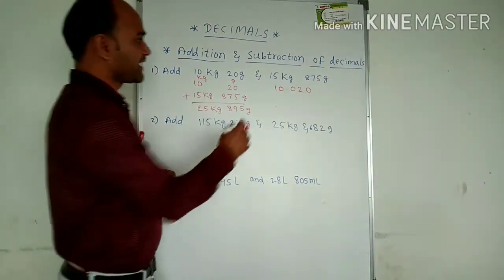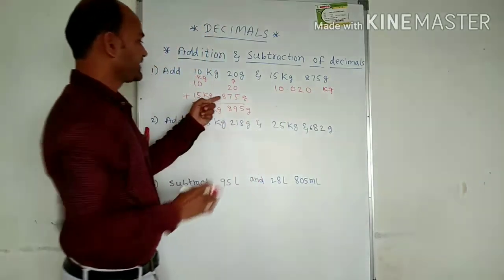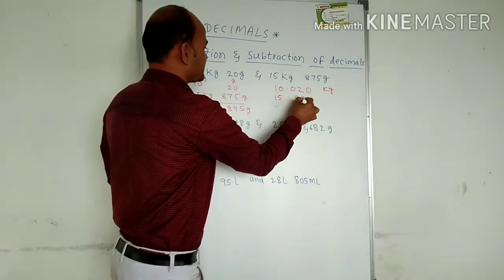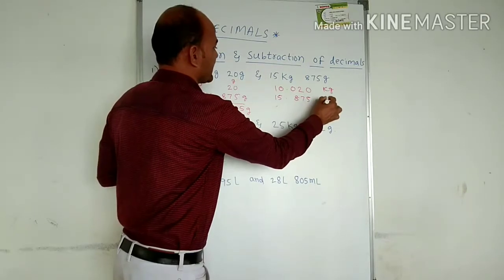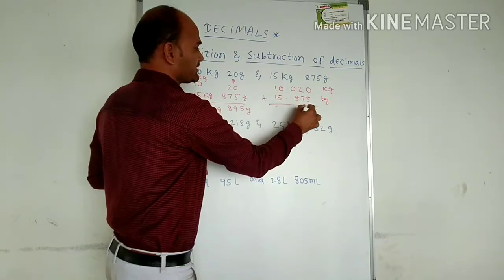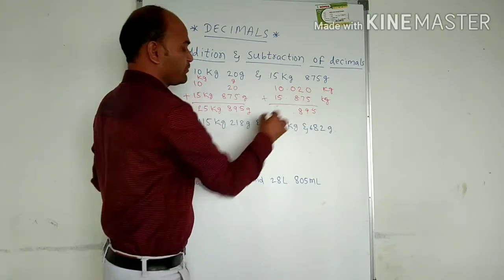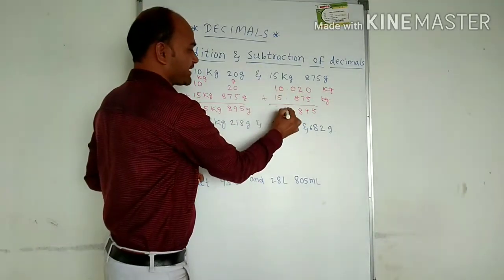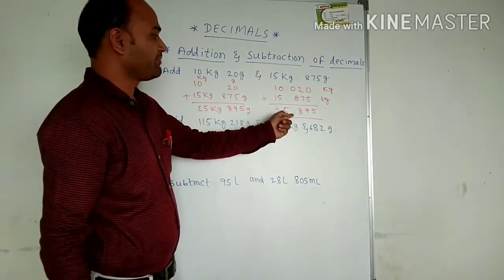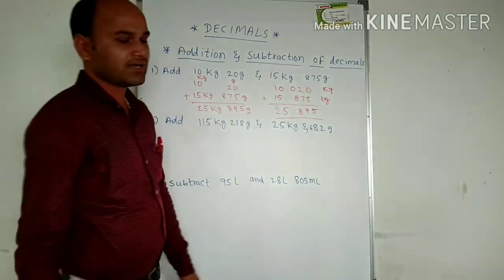Another way we can write 10 kg and 20 gram is 10.020 kg, and 15 kg 875 gram becomes 15.875 kg. Then we can add: 0 plus 5 becomes 5, 2 plus 7 becomes 9, and 0 plus 8 becomes 8. Put the point. Then 0 plus 5 becomes 5, 1 plus 1 becomes 2. We got the answer 25.895.